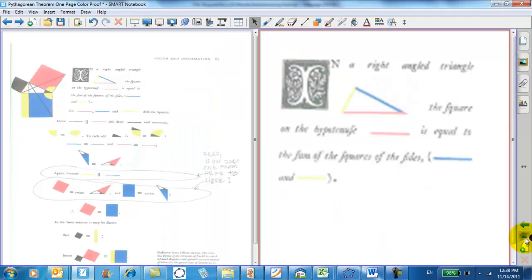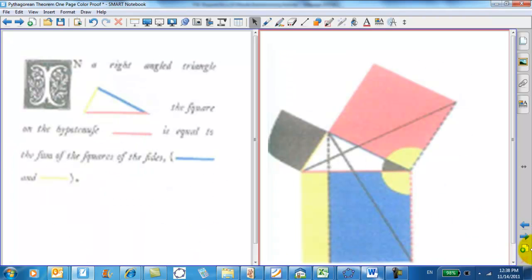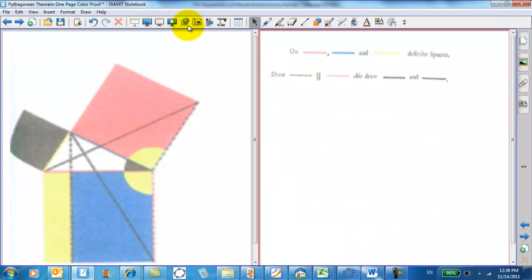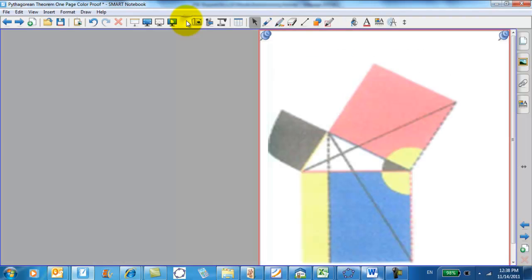Here we go. First, this is the idea that in a right triangle, the square of the hypotenuse is equal to the sum of the squares of the sides. And we're going to use this diagram a lot, so I'm going to pin this. I'm going to keep referring back to this diagram here.